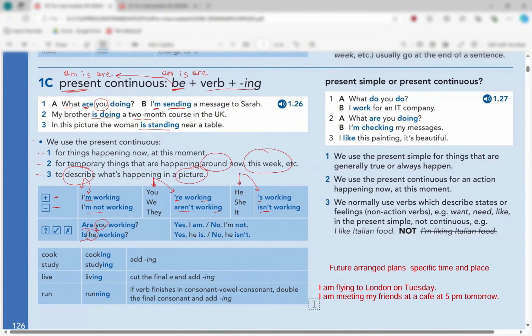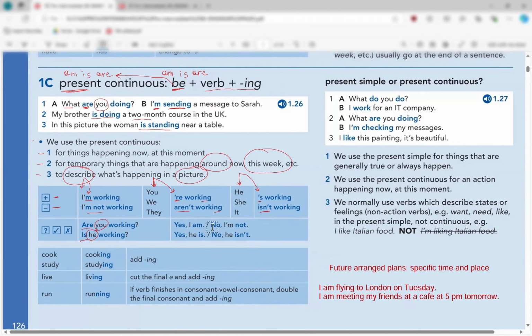I am meeting my friends at the cafe at 5 p.m., present continuous. Why are we using it? On Tuesday is future, 5 p.m. tomorrow is future. Because it's arranged. When I say I'm flying to London on Tuesday, that means I've got the ticket. Maybe I've booked a place in London. Everything is arranged, everything is organized. You understand, guys? So when we want to talk about organized, arranged future plans, we also use present continuous. We're going to learn this in detail in level 4, the intermediate level.